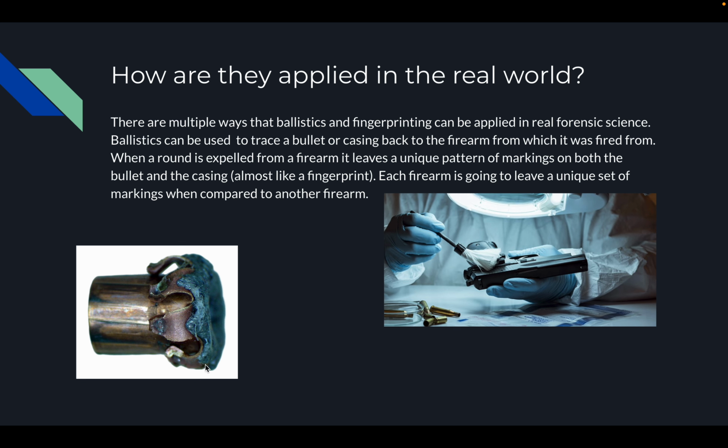So that's why in many cases, if a suspect has committed a crime with a firearm and they're able to obtain that suspect's firearm with a search warrant, they can then fire rounds from that firearm and compare them to the rounds or casings found at the scene. From there, they will be able to tell if it's the same firearm that was used in the lab test and at the crime scene.